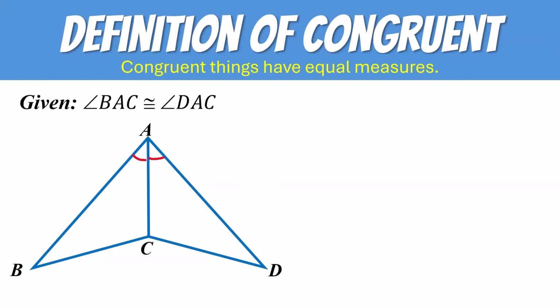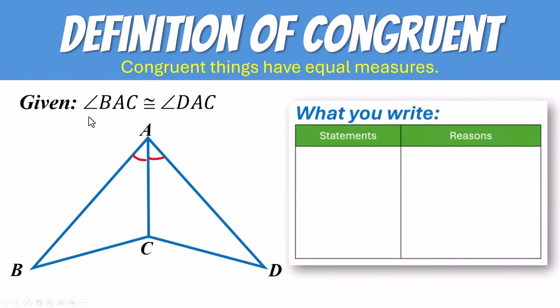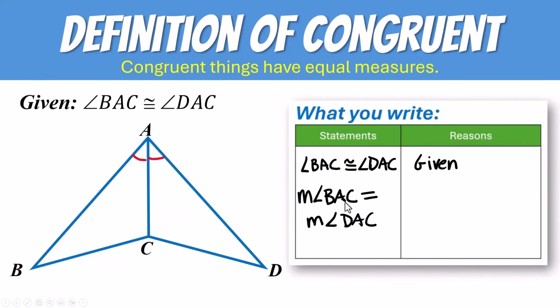Definition of congruent. Again, nitpicky stuff that drives people crazy. Congruent things have equal measures. Well, how do you deal with that in a proof? I'm telling you that angle BAC is congruent to DAC. This is a statement of congruence using the names of the angles. That is the given information. You say the measure of angle BAC is equal, not congruent, equal to the measure of angle DAC. And that is the definition of congruent. Yeah, I know. I totally get it. Like I said, nitpicky, hair splitting.